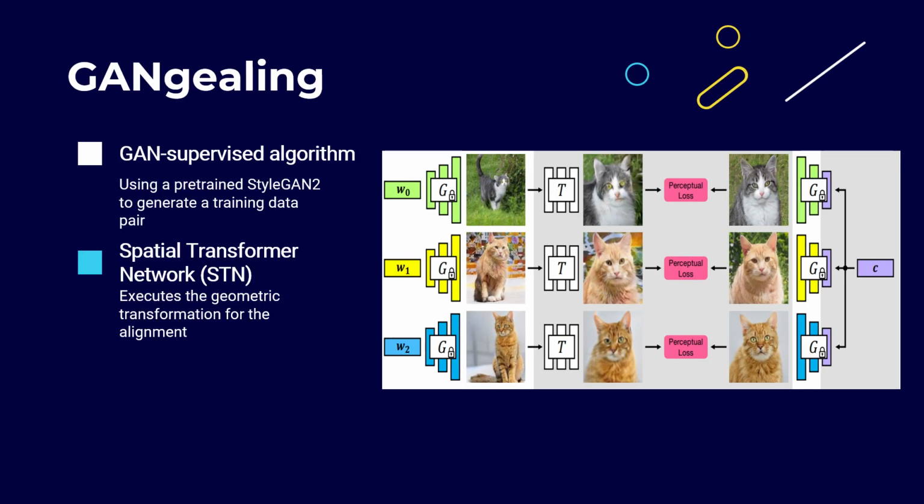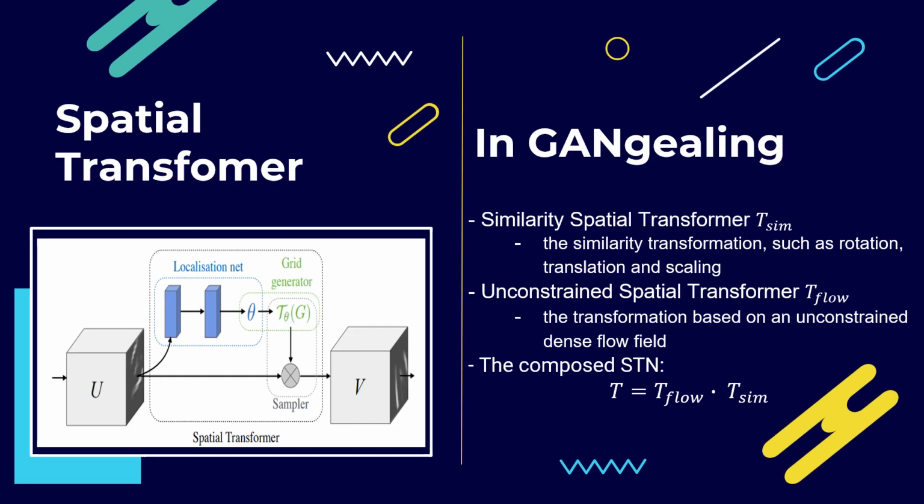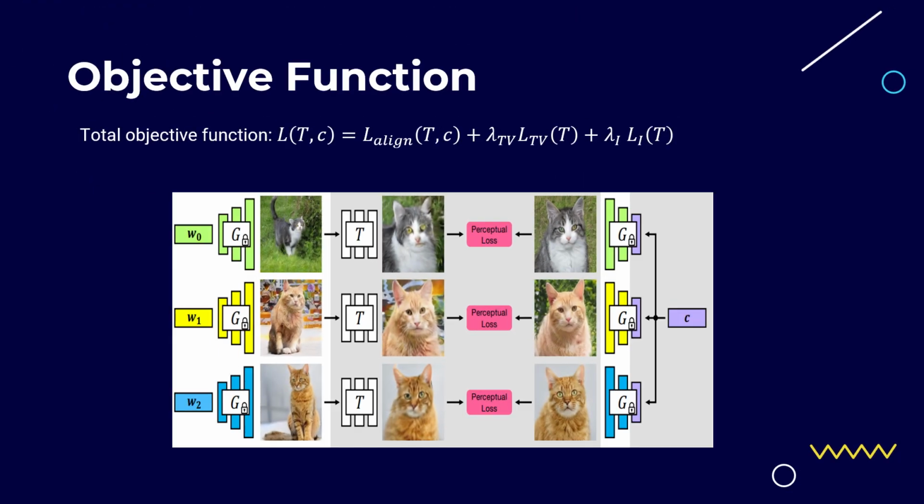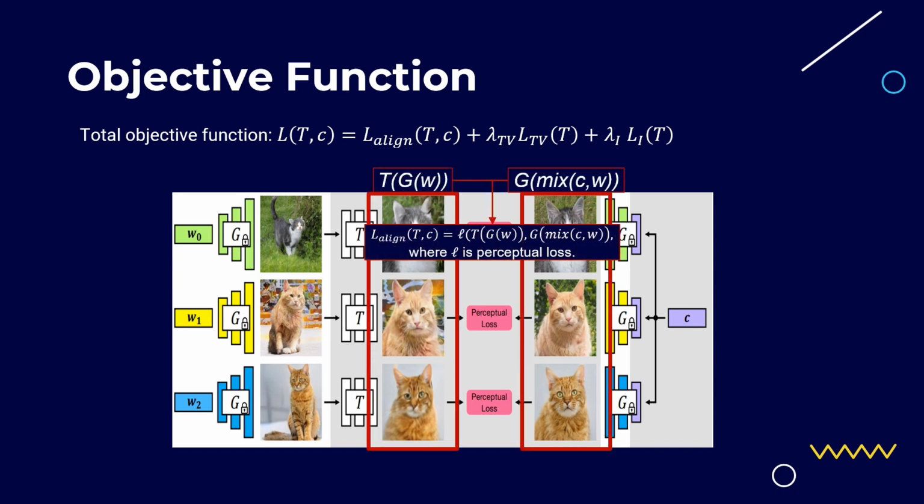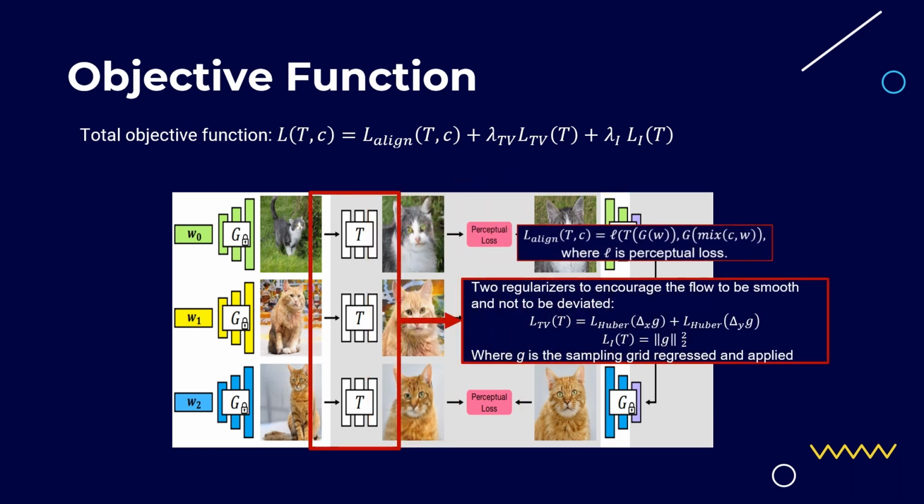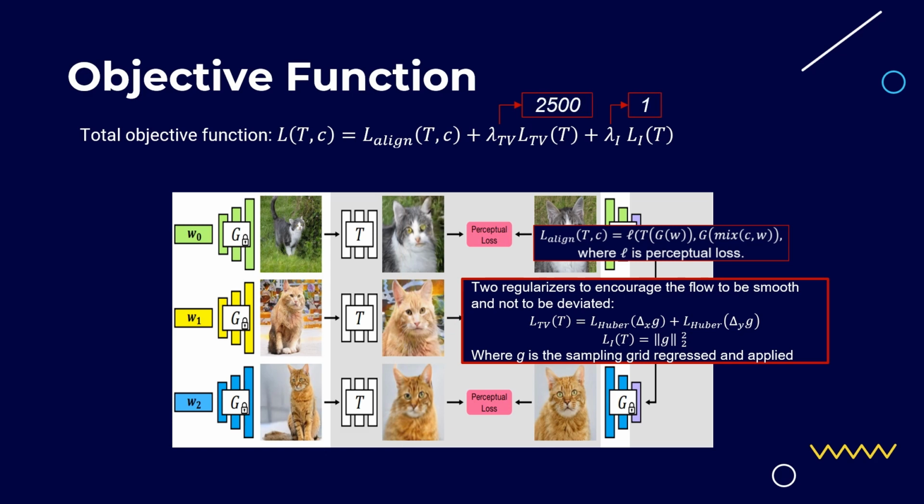The training data pair is used to train a spatial transformer network (STN) to execute the geometry transformation for the global alignment. The picture shows the structure of spatial transformer. However, GAN algorithm utilizes a composition of two spatial transformers, that is, a similarity spatial transformer and an unconstrained spatial transformer. The objective function of GAN is formulated as a perceptual loss between transformed images and generated label plus two regularizers which encourage the flow to be smooth and not to be deviated. The weighting coefficients are set as 2500 and 1 respectively.